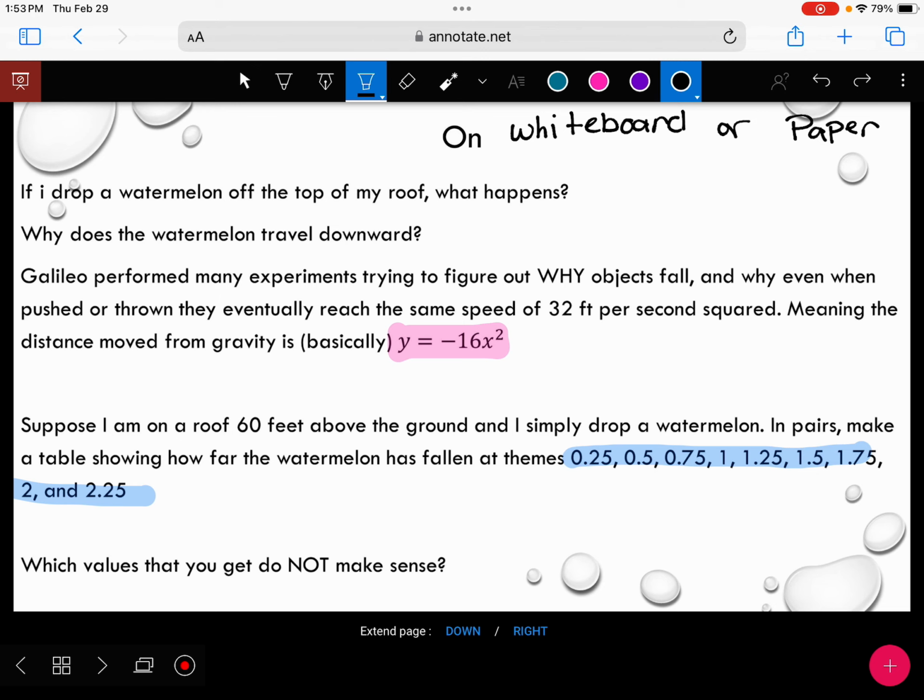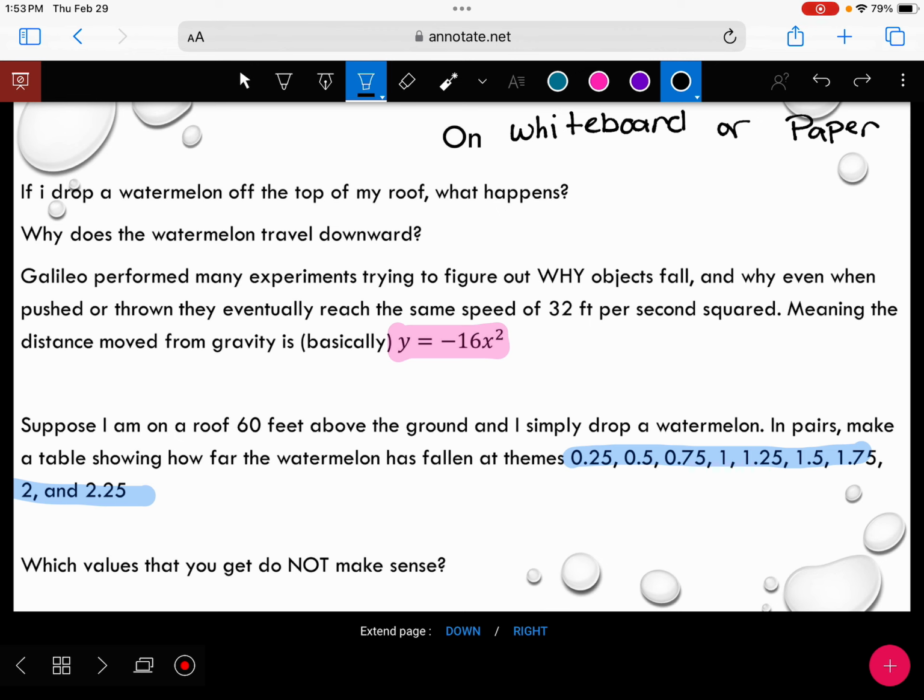That's my question. Which ones of these don't make sense? Negative 64. And why? Because they're below the ground. I'm only 60 feet up. So what happens between 1.75 and 2? It stops. Hits the ground. Splork. Watermelon explosion.